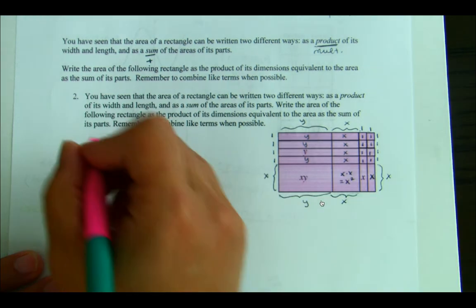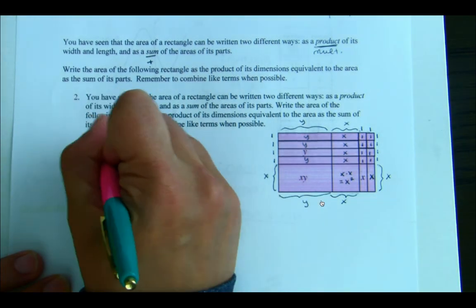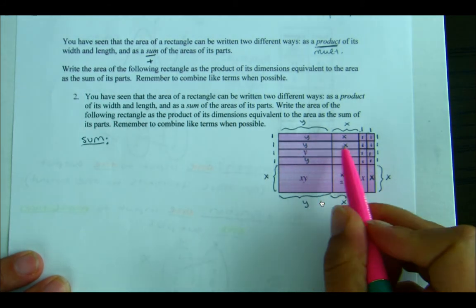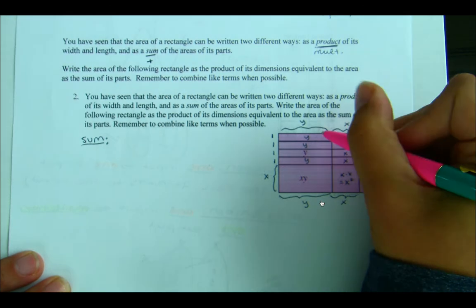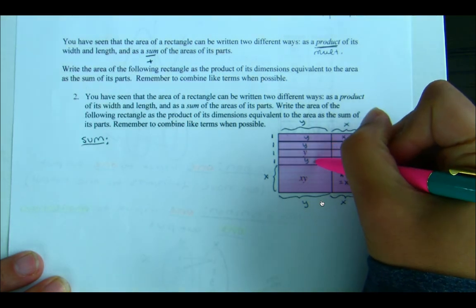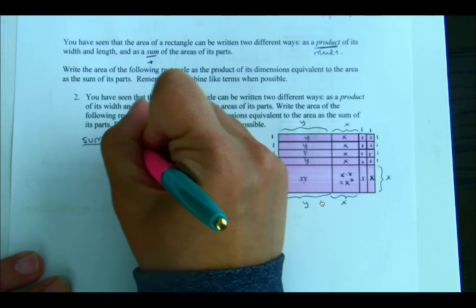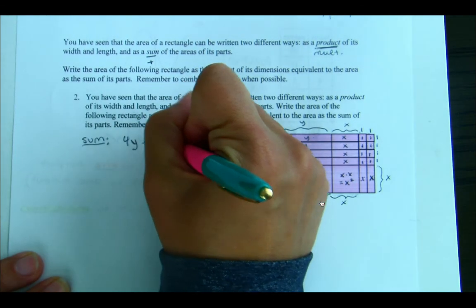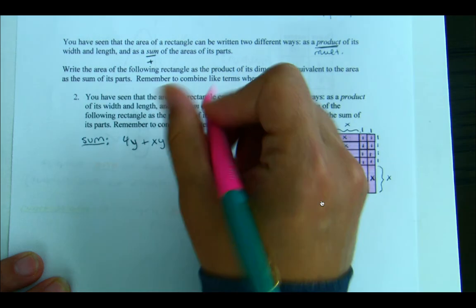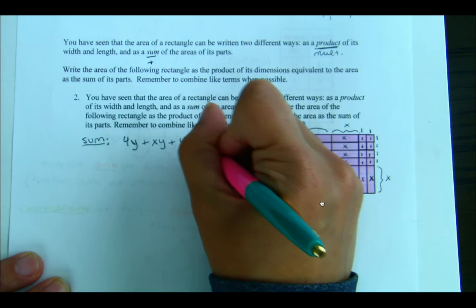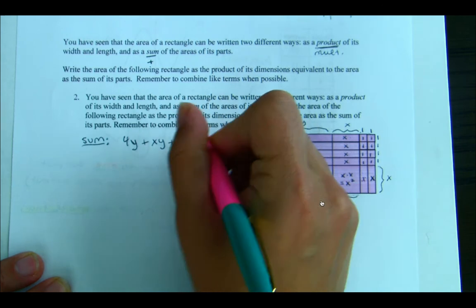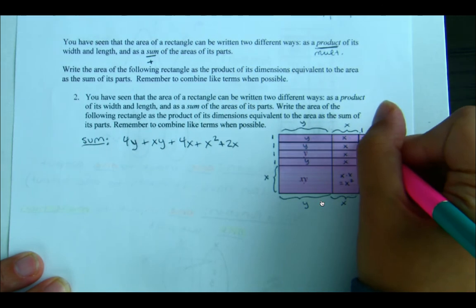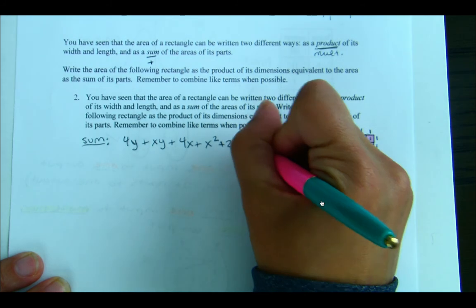So let's start with the sum because it's a little bit easier. The sum means I'm adding up all of the pieces inside. So if I count, I have 1, 2, 3, 4 Y's. All right. I have an XY. I have 1, 2, 3, 4 X's here. I have an X squared underneath. And then I have these 2 additional X's. And then I have 2, 4, 6, 8 1's.